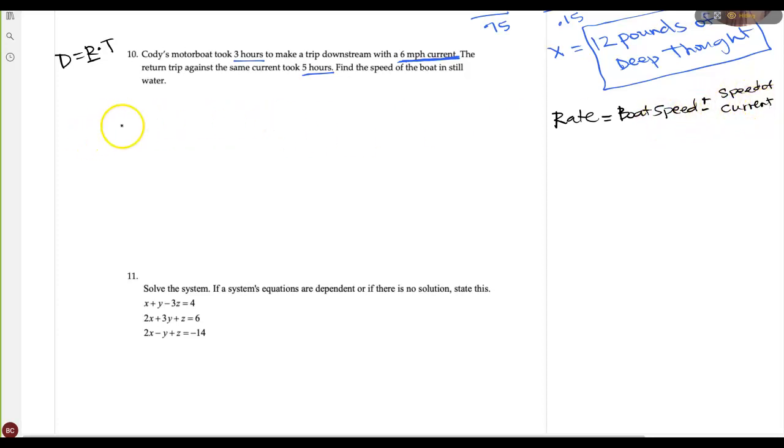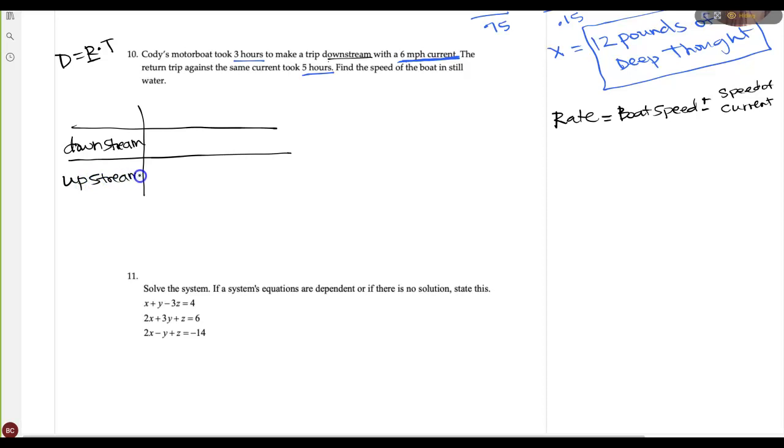On this rate part, I've got to have something plus something or something minus something. So let me show you as I set this up. I am going to still set it up in a little chart. I've got downstream, so I'm going to have an equation dealing with downstream and another equation dealing with upstream. And I know that I've got information about the distance, the rate, and the time, and those are the things that are going to help me build these equations. Okay, so let's look and see what we know here.